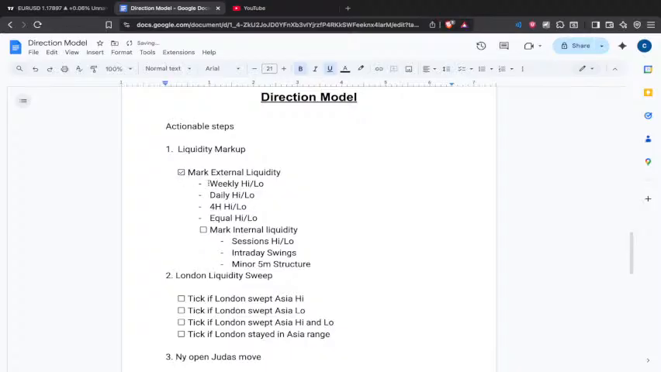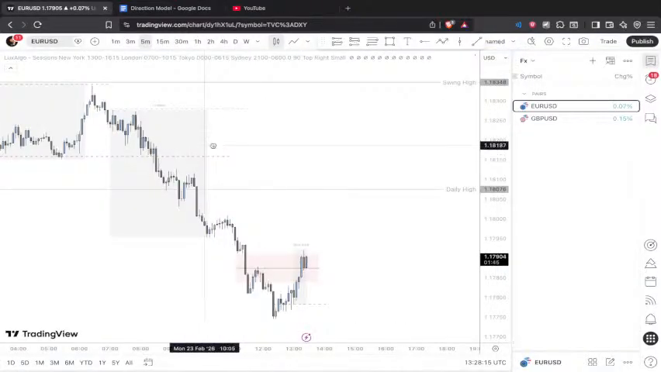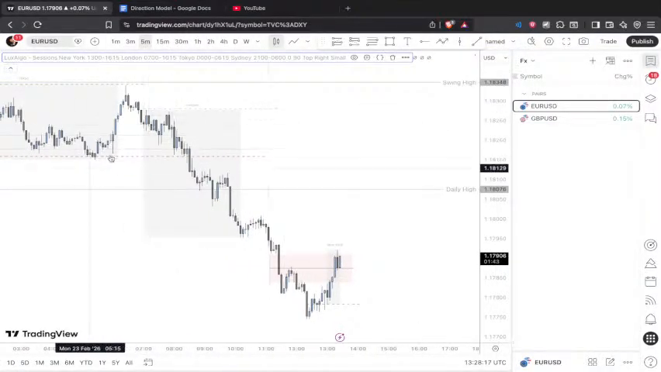Okay, so going back to our direction model checklist, you can see that we've marked the external liquidity. So we can check that off. We marked the internal liquidity, which we've established what it is there. So now we're looking for a London liquidity sweep. Now the checklist isn't complete, so the rules on what each sweep means haven't been written down, but we have seen a sweep of the Asian lows. So London session is taking the liquidity down here and has continued creating lower lows and lower highs.